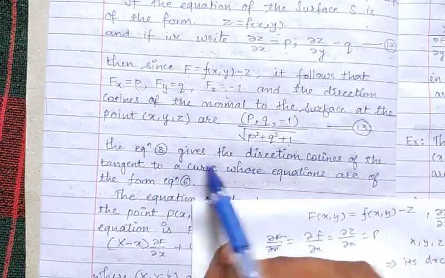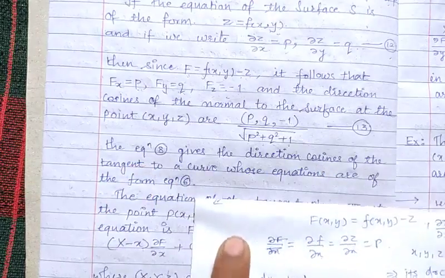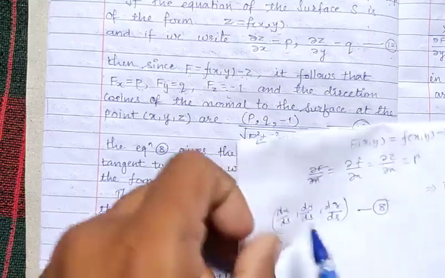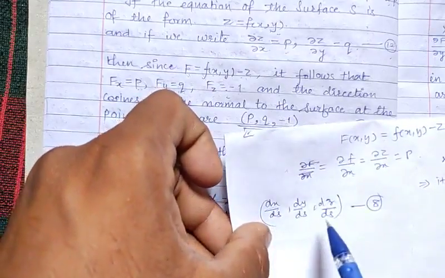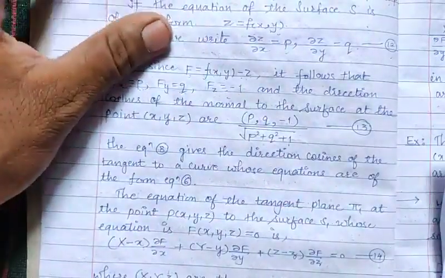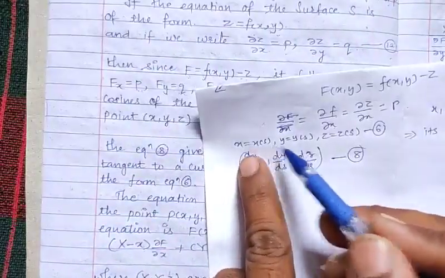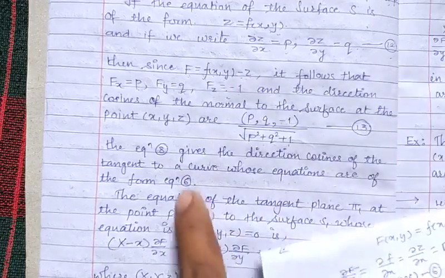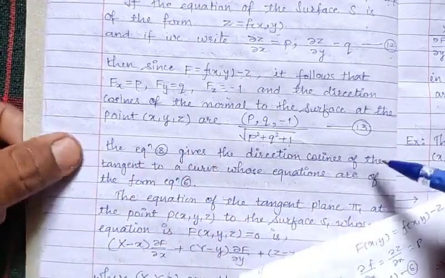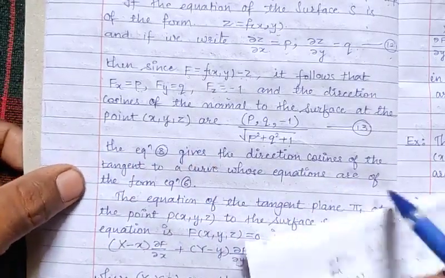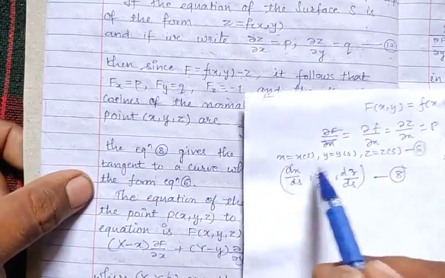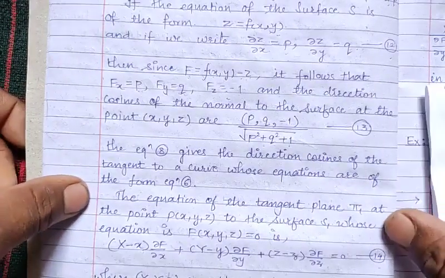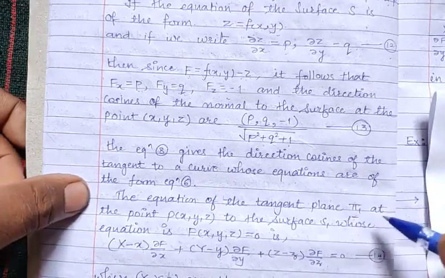So equation 8 gives the direction cosines of the tangent to the curve whose equations are of the form equation 6. Equation 8 is dx/ds, dy/ds and dz/ds, and equation 6 is x = x(s), y = y(s) and z = z(s). Equation 8 gives direction cosines of the tangent to the curve whose equations are of the form equation 6.